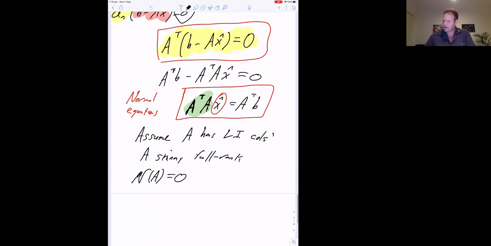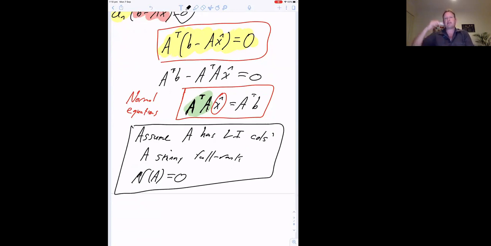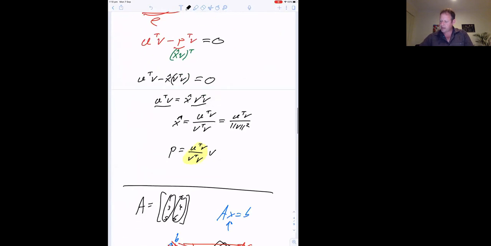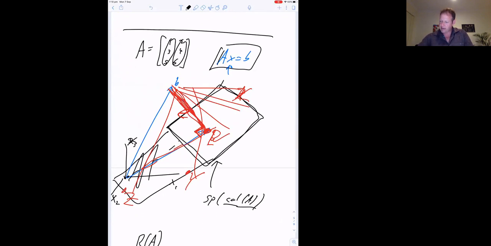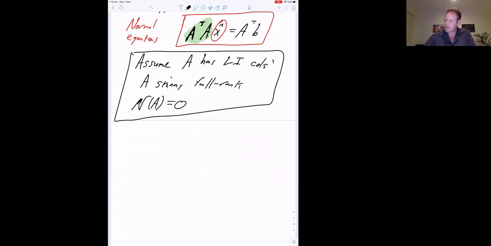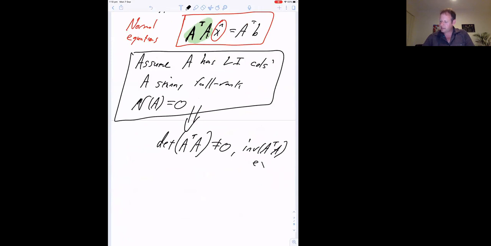If we assume this, and this is an assumption we'll make until towards the end of the course, then when we're doing these projections, we'll assume that in the system AX equals B we don't have dependent columns in A. We don't have a column that says nothing new. So if we have that, then A transposed A is non-singular. The determinant of A transposed A is not 0, or the inverse of A transposed A exists.